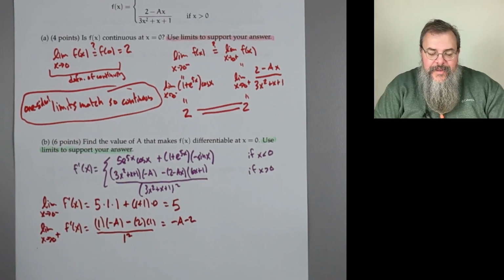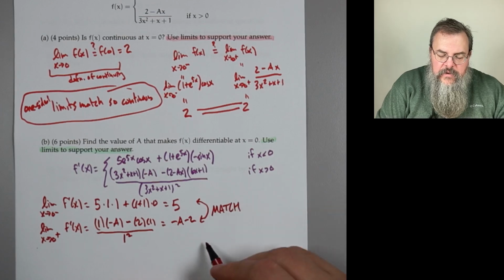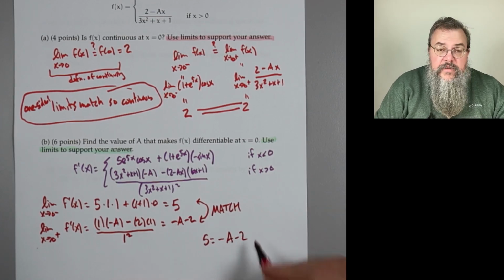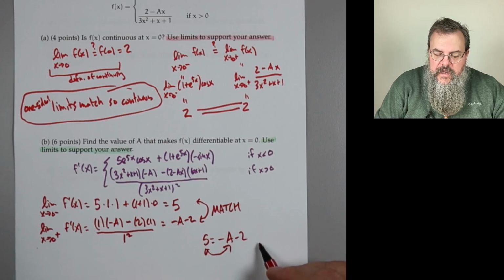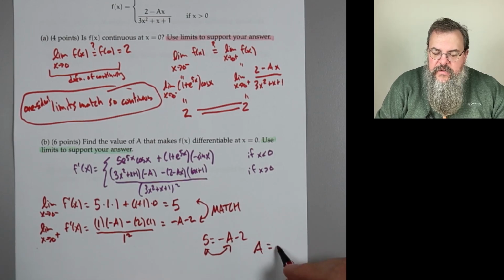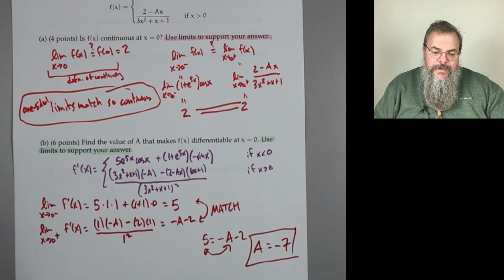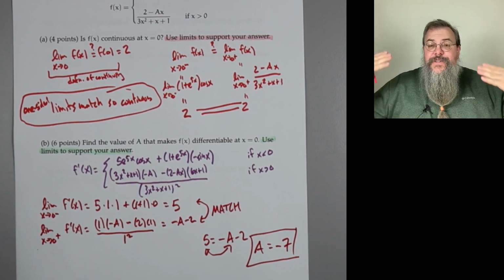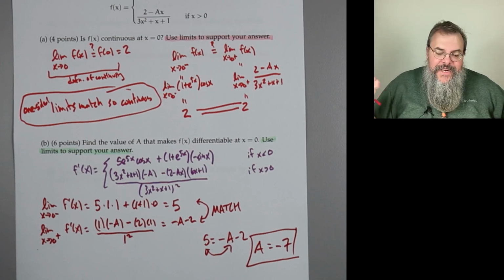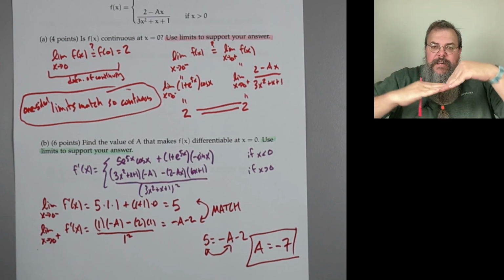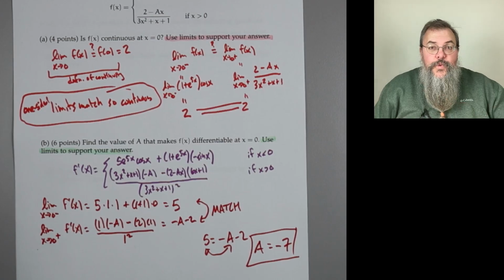Now, remember what we said? We want these to match. Okay, so 5 has to equal minus a minus 2, or you move the terms around, a has to equal minus 5 minus 2, which is negative 7. And there we go. Woohoo! Nice. All right, so remember, differentiability: functions match, plus derivatives match, right? You got to line it up, and you got to make sure that your slopes match. So everything's nice and smooth.